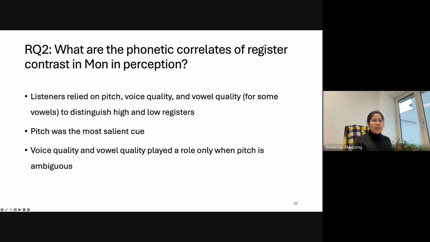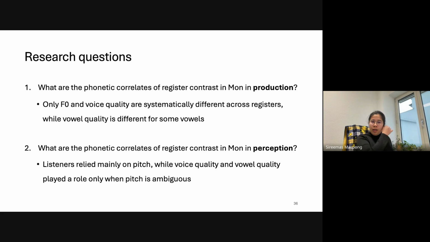So to answer the second research question, listeners actually relied on pitch, voice quality, and vowel quality for some vowels to distinguish high and low registers. But pitch was the most salient cue, and voice quality and vowel quality played a role only when pitch is ambiguous. And to answer both research questions, in terms of production, we found that only F0 and voice quality are systematically different across register, while vowel quality is different for some vowels. And for perception, listeners actually relied mainly on pitch, while voice quality and vowel quality played a role only when pitch is ambiguous.